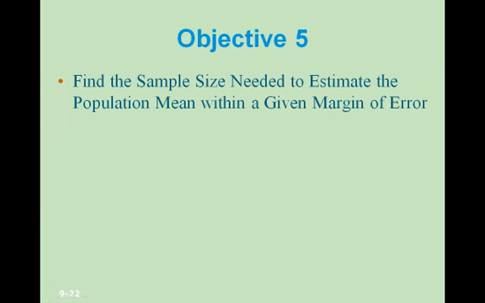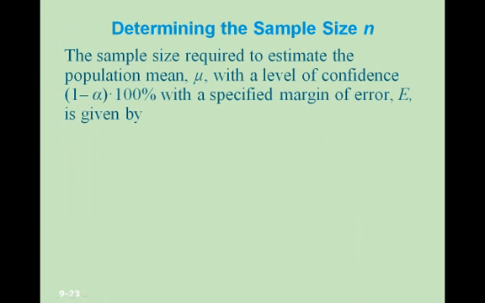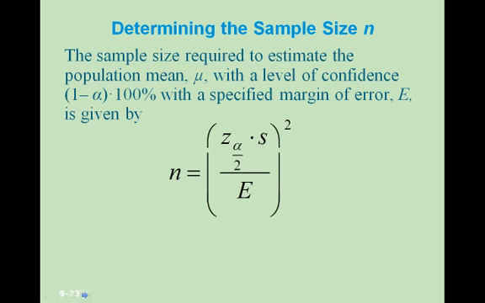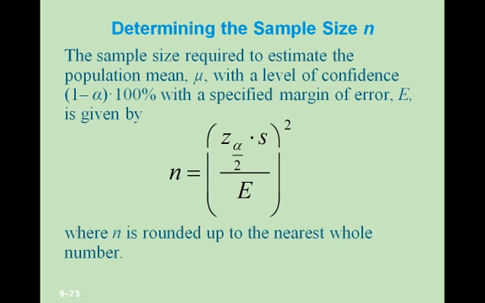Objective 5: find the sample size needed to estimate the population mean within a given margin of error. The sample size required to estimate the population mean mu within a level of confidence, 1 minus alpha times 100%, with a specified margin of error E, is given by n equal to our critical value for Z alpha over 2, times our sample standard deviation divided by the margin of error E, and that whole quantity is then squared. And remember that n is rounded up to the nearest whole number.